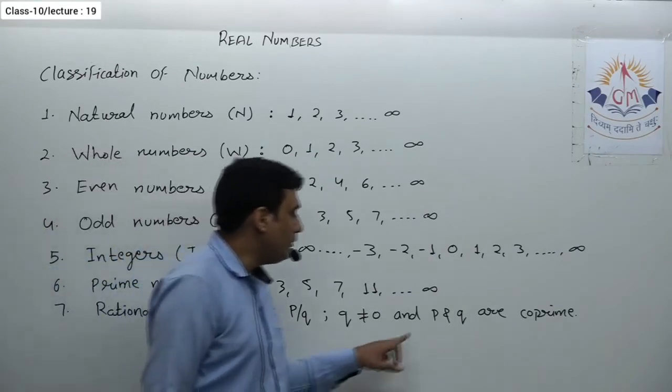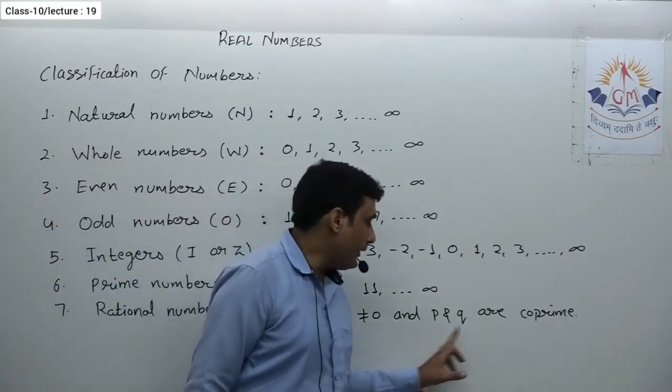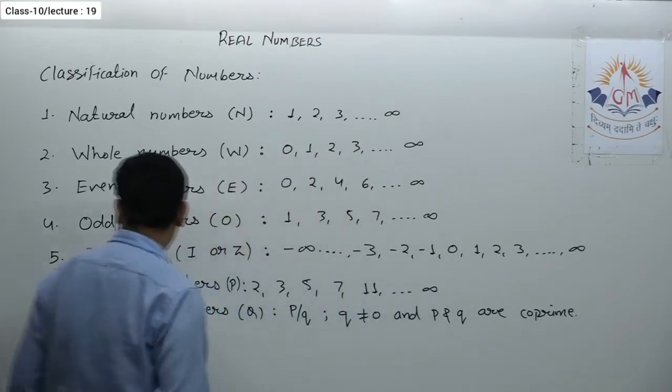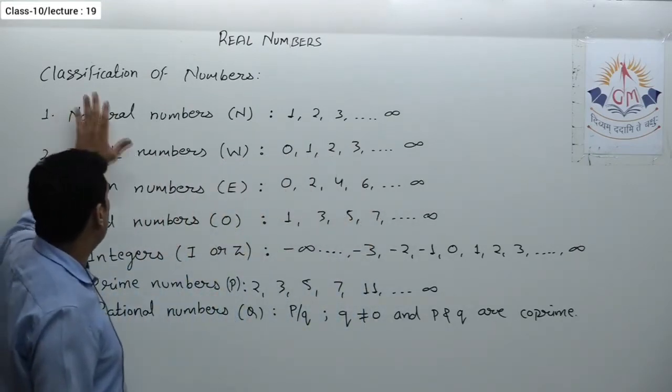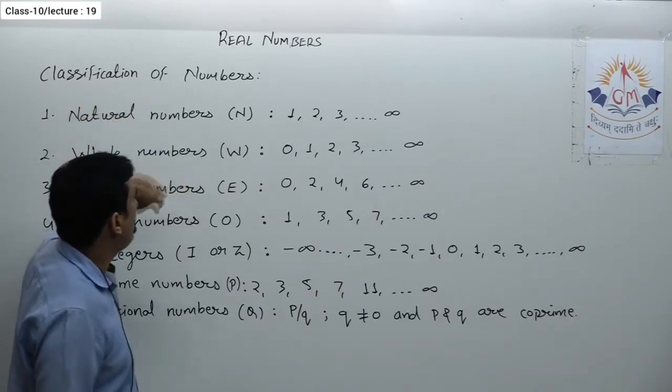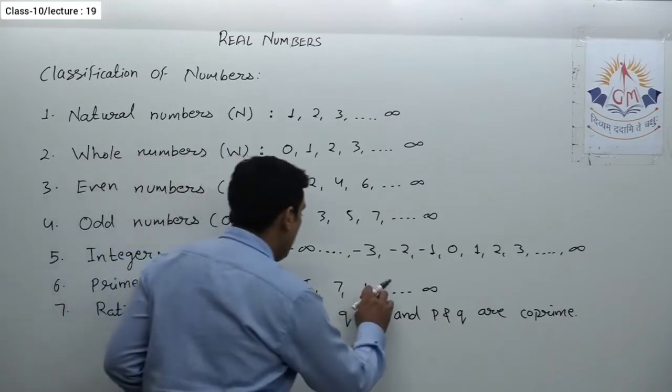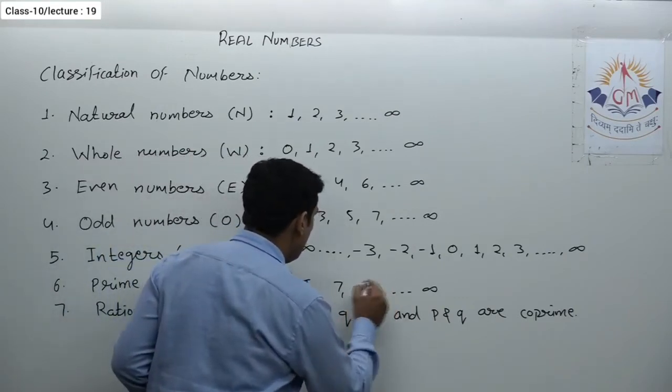The denominator should not be equal to 0, and the numerator and denominator should not have any common factor, that is called co-prime. Although this is a revision of the previous year's classes, still note it down because we may need these in this chapter.